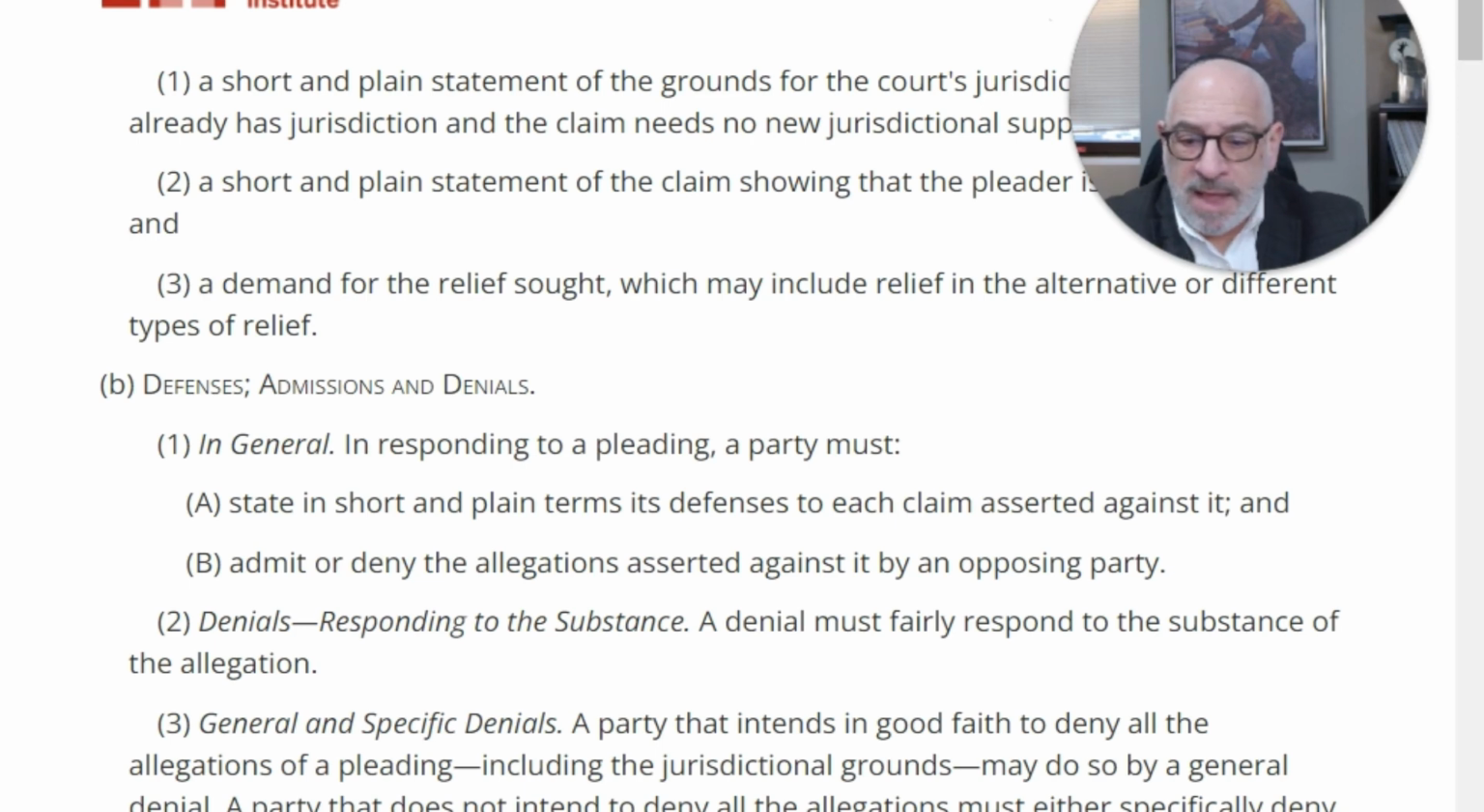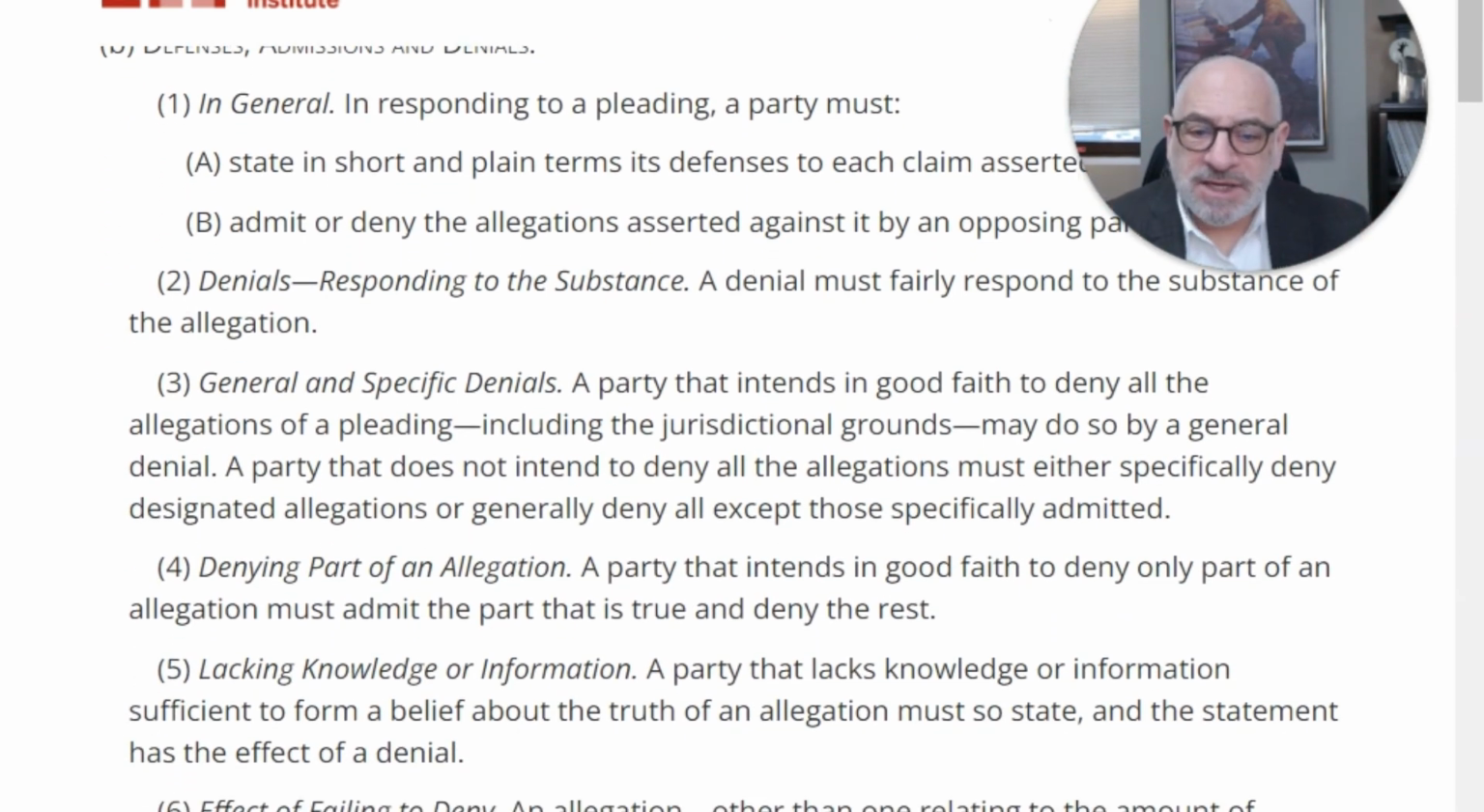Okay? This is a very interesting one, the next section in 5. Lacking knowledge and information. A party that lacks knowledge or information sufficient to form a belief about the truth of an allegation must so state, and the statement has the effect of a denial. So it's very common to have in a complaint allegations about things that the defendant has no way of knowing. So I deny knowledge and information sufficient to form a belief about the truth or falsity of that allegation.